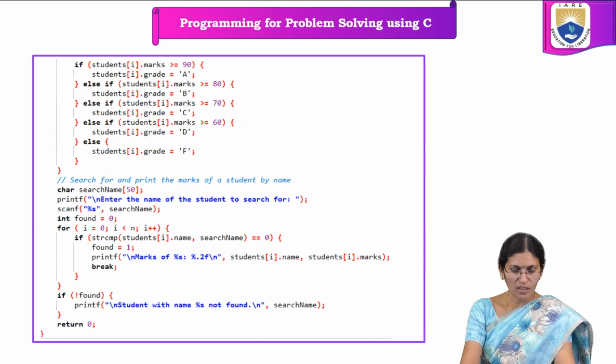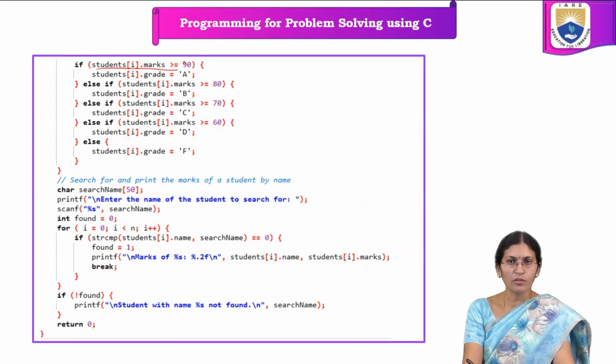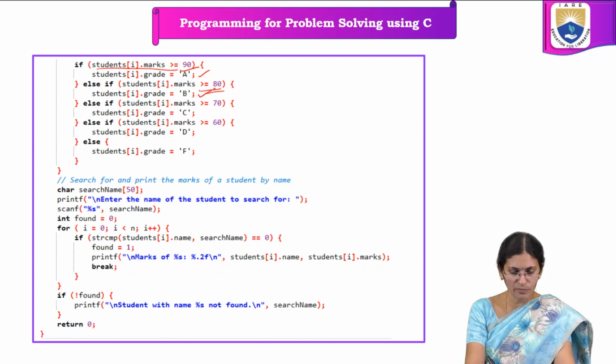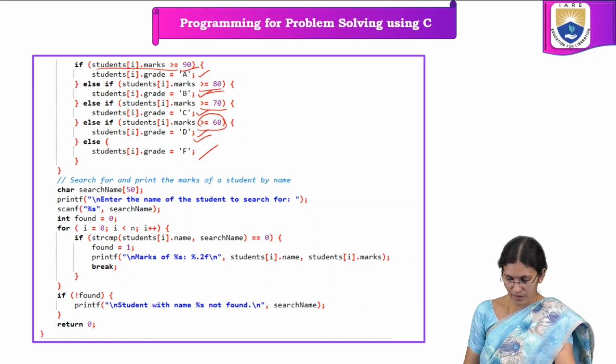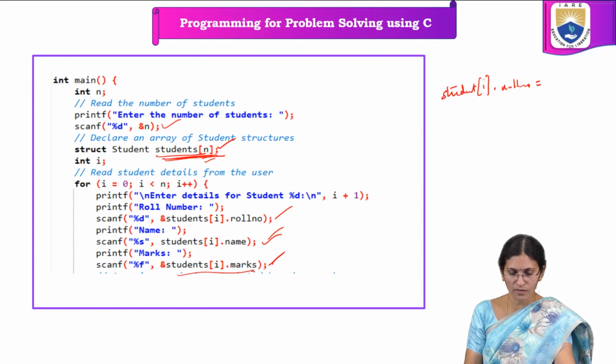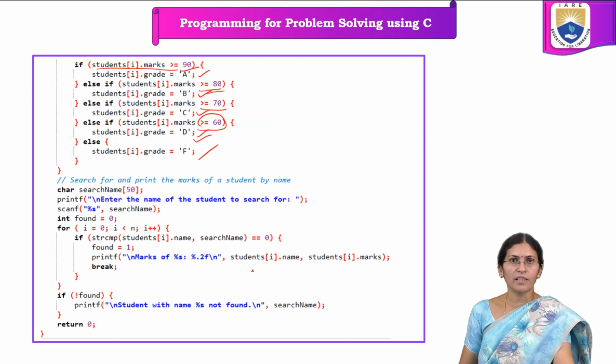Based upon the marks which he or she is getting, the grade is decided. So students[i].marks, if it is greater than 90, then the grade is A. If the marks are greater than or equal to 80, then the grade is B. If the marks are greater than or equal to 70, then the grade is C. Else, if this condition is satisfied, the grade is D. Else, the last grade is F here. So in this way, the grade is calculated based upon the marks which the user is entering.